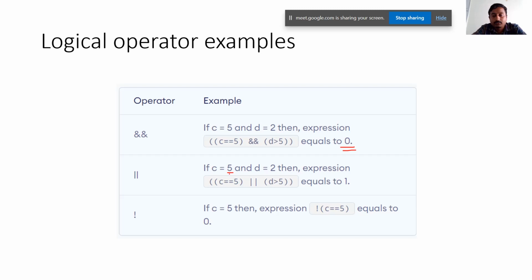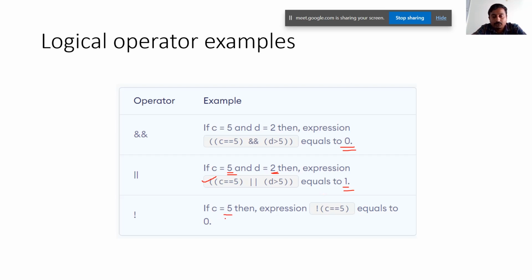Here we have c equals to 5 and d equals to 2. Put the value in this expression. So 5 equals to 5, yes, true, and d, which is 2, 2 greater than 5, false. So we have true or false, so result will be true.